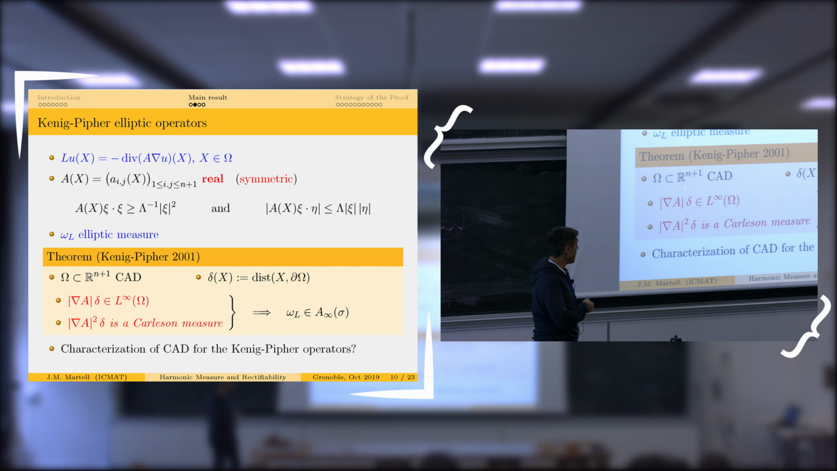Much as we did for the Laplacian, this is a constant coefficient operator. Of course, this is true and this is true. So the question is, can we prove a characterization for these operators? Now, having variable coefficients tells us that the method we used before, using the T(b) theorem, is not available. So we have to come up with a different method.